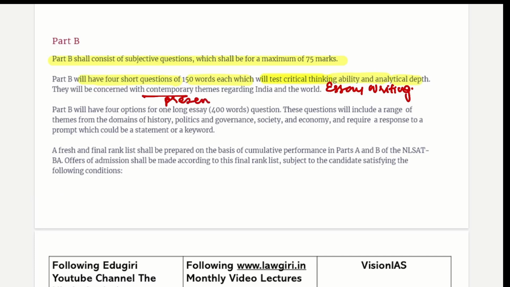and the issues you will get are present contemporary, meaning present themes regarding India and the world, because this time war is going on, so you can expect a little in-depth questions. Part B will have four options for one long essay of 400 words each. The question will include a range of themes from the domains of history, politics, governance, society and economy, and require a response to a prompt which could be a statement or a keyword.